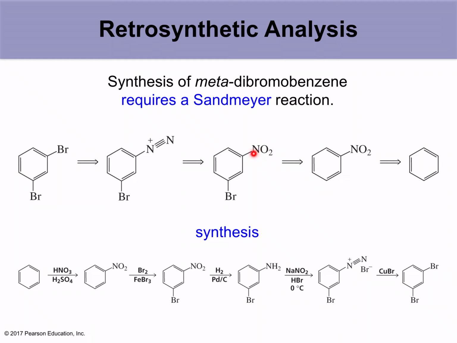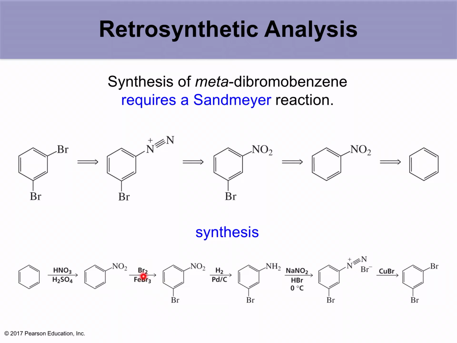Okay, and then nitro is a meta director. So if you have the nitrobenzene, then you can add a bromine to the meta position of the nitro group. So this can be achieved from this group, and then we know how to nitrate a benzene ring. Okay, so starting from benzene, how do we go forward? So this is your benzene. You do the nitration with nitric acid and sulfuric acid. Nitration will give NO2 on the benzene ring.